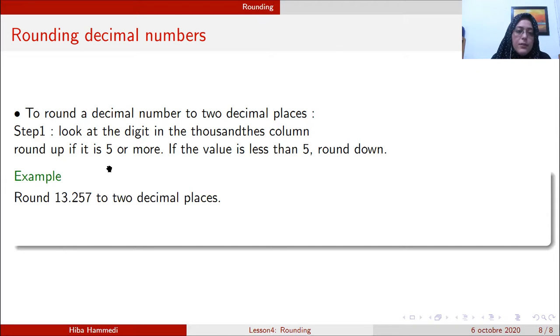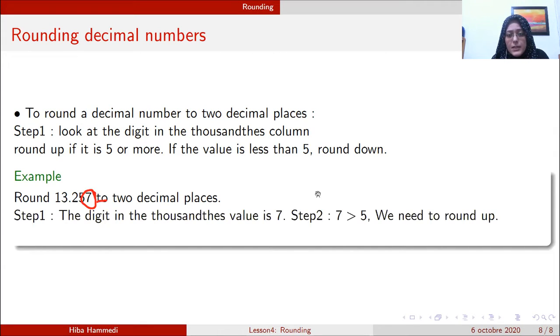An example for that, imagine I have 13.257 and I would like to round this to two decimal places. It means the result should be a decimal number with 2 decimal places, not 3. Here it's written with 3 decimal places. The first thing I need to do is check the thousandths column. In the thousandths column, I have 7 here. Is 7 more than 5 or less than 5? Yes, 7 is more than 5, so I need to round up.